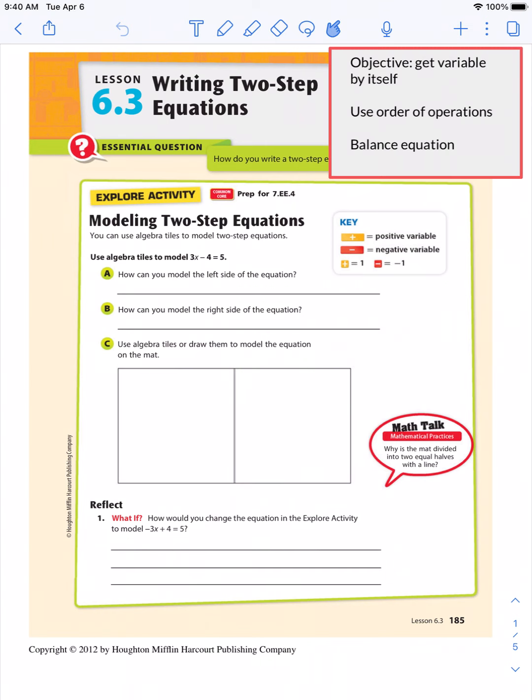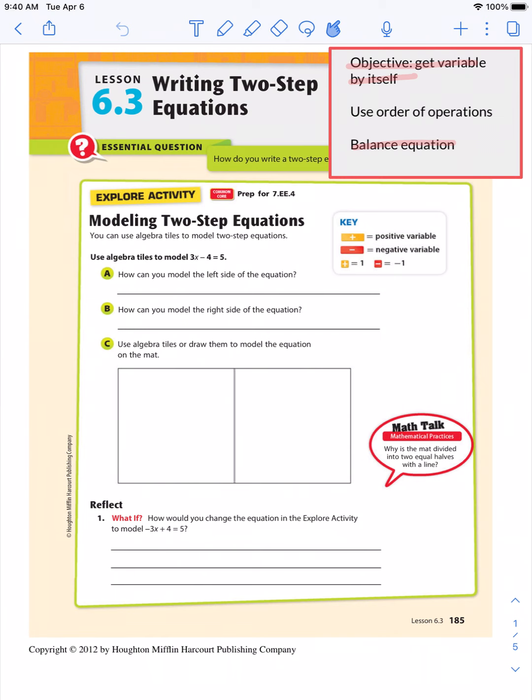The first thing I want to review is the objective. When we're solving for a variable, the objective is to get the variable by itself. What that means is if we have x in an equation, we're going to move all of the stuff by x, whether it's multiplying, adding, or subtracting, over to the other side so that we can get x by itself. When we move the other stuff over, we have to balance the equation.